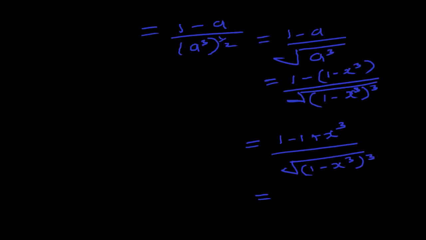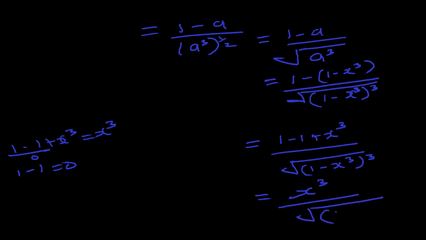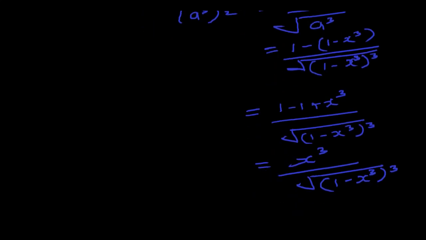If you simplify the numerator, 1 minus 1 is 0, so we remain with x cubed. The denominator is already in its simplest form. So this is the simplest form of the above expression: x cubed over square root of, in bracket, 1 minus x cubed, all raised to power 3.